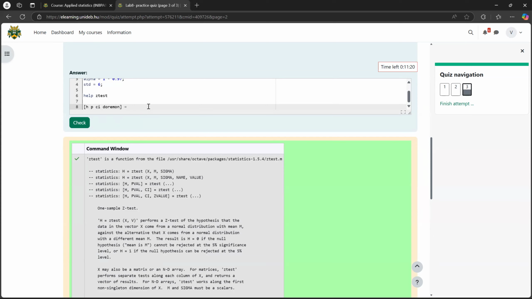Why not? So z-test. What do you expect in the z-test? You expect the data, all right? Pass in the data.